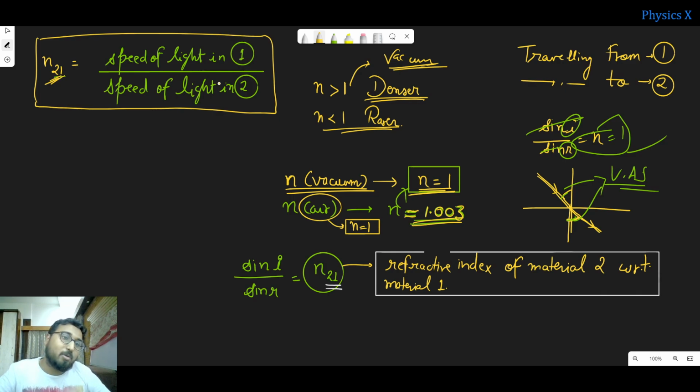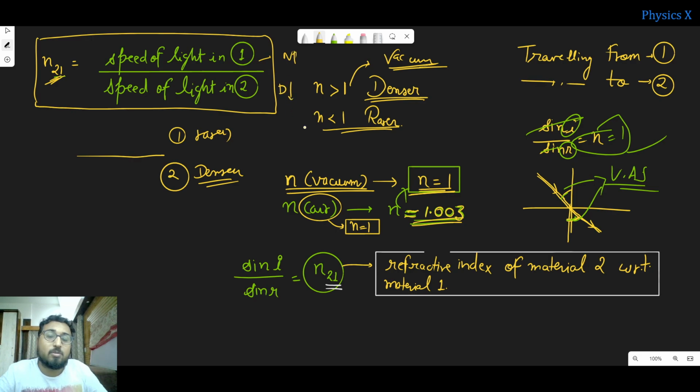Okay, so this is what you can see: if light is traveling from a rarer medium to a denser medium, suppose this is medium 1 and this is medium 2. Now if this is rarer and this is denser, meaning what? The speed of light in this is more, and the speed in this is less. So the numerator is greater and the denominator is less, so this value will be large. This value being large means the refractive index is more. That means there is more bending.